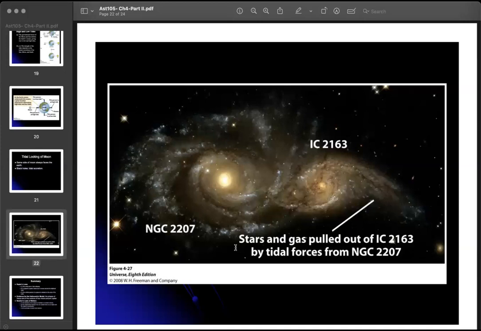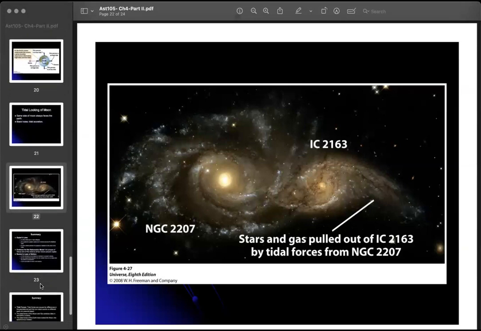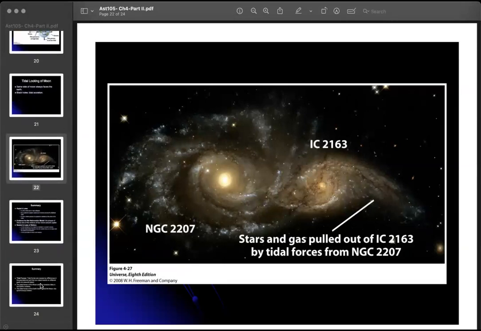And here is a picture of two galaxies which are colliding, and the gravity of the bigger galaxy, that's the one on the left, is causing a tidal effect on the galaxy on the right, and you can see that it has been deformed. It's been stretched a little bit. All right. So with that, we finish this chapter on gravitation and the waltz of planets.